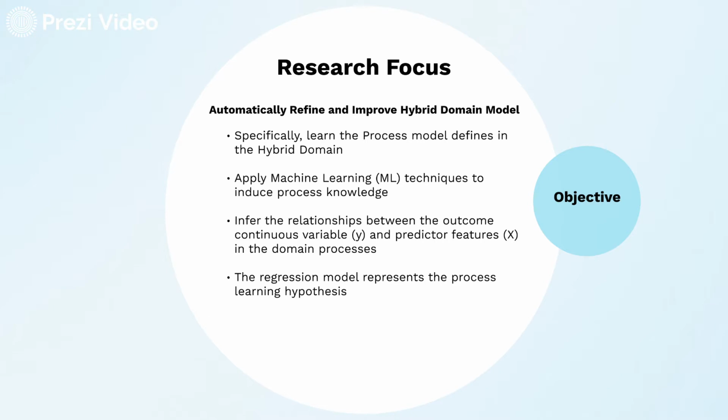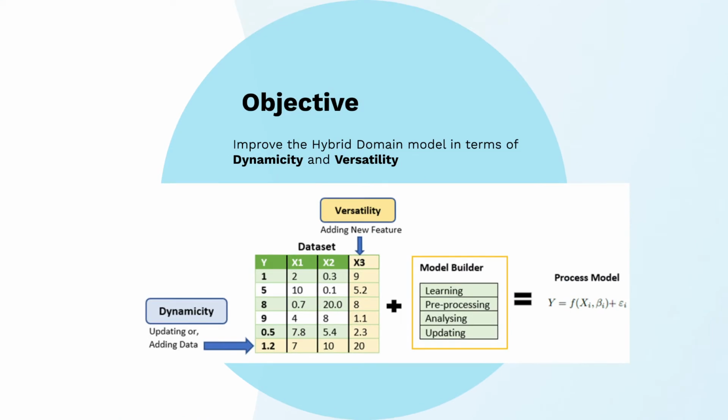This paper focuses on utilizing machine learning techniques to automatically refine and improve hybrid domains, specifically to acquire process knowledge defined in the hybrid domain. The main objective is to improve the domain model in terms of dynamicity and versatility.